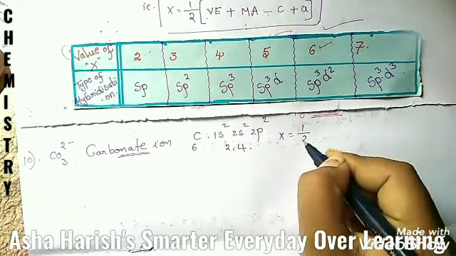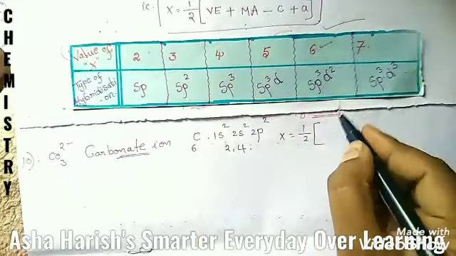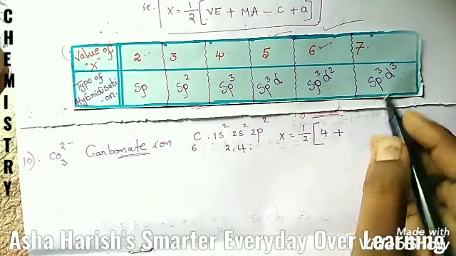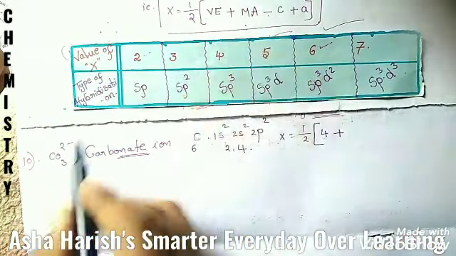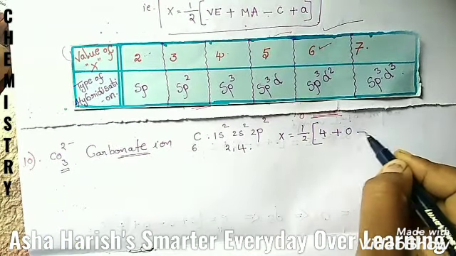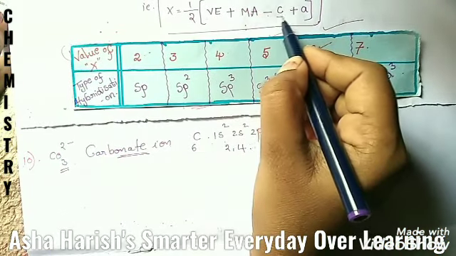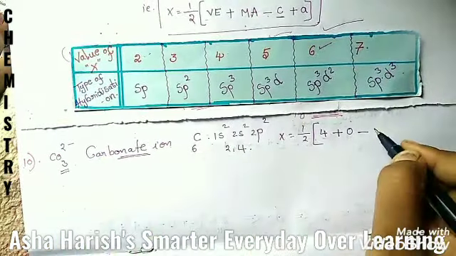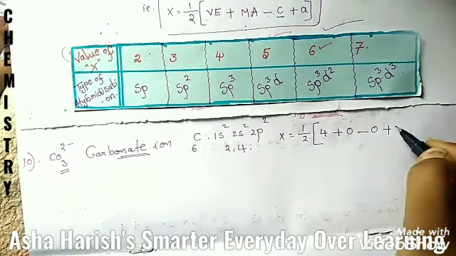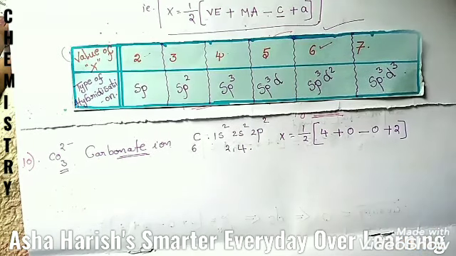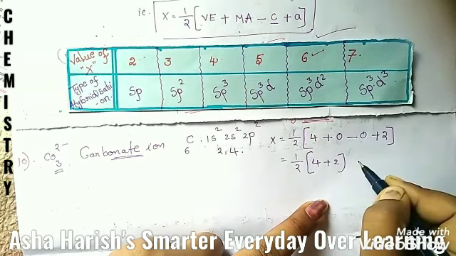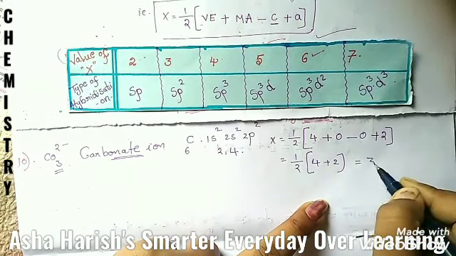X is equal to half into, here is the formula, valency electrons, how many are there? 4, plus monovalent atoms. Here oxygen is divalent, so in the place of monovalent you can take 0, minus charge on the cation, there is no cation, so here also 0, plus this is the anion, that is minus 2, here you can take 2. Half into 4 plus 2, then 6, half into 6, that is 3.